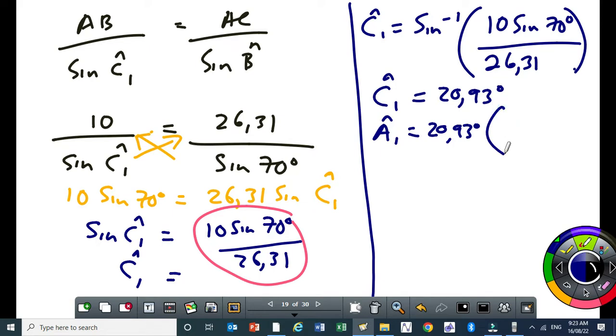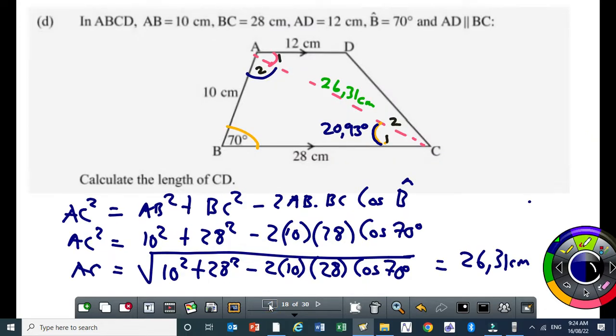And I have to give a reason here: this will be alternate angles. Then I must state that AD is parallel to BC. Now that I know the size of this angle A1, I want to calculate the length of CD. Well, I can just use the cosine rule. I think that will be the better option because I know the length of AD, I know the length of AC, and I know the size of this angle, so I can use the cosine rule to calculate CD. I think that is the best way here, based on all the information we have.